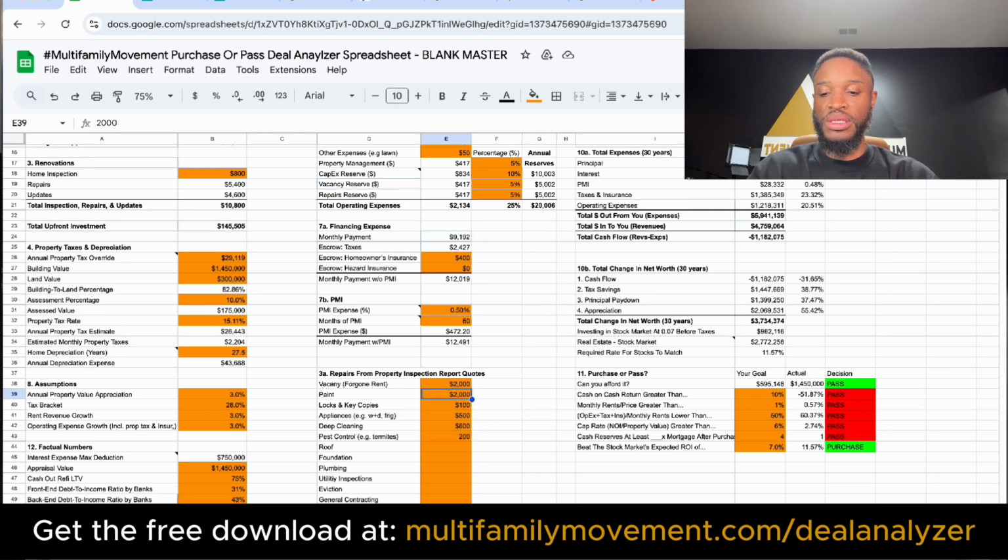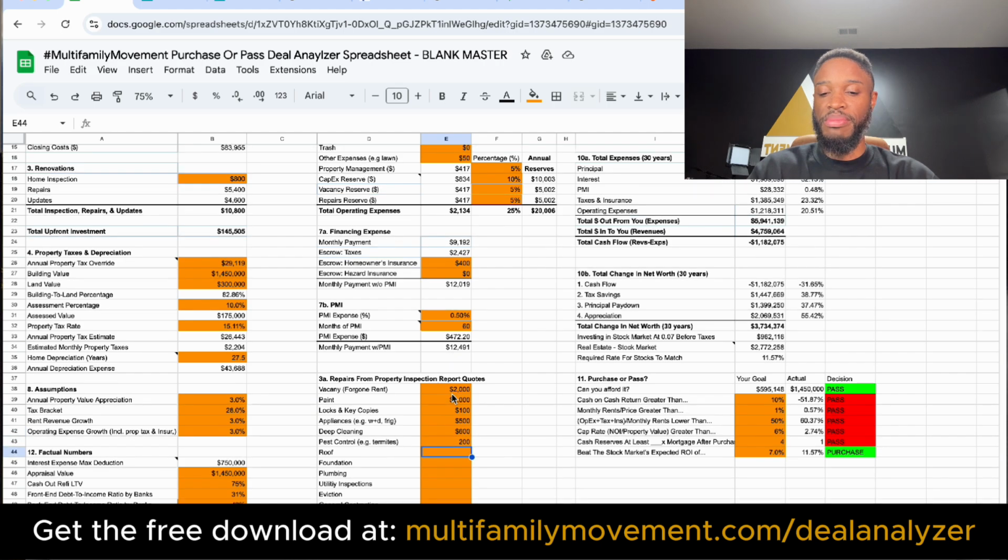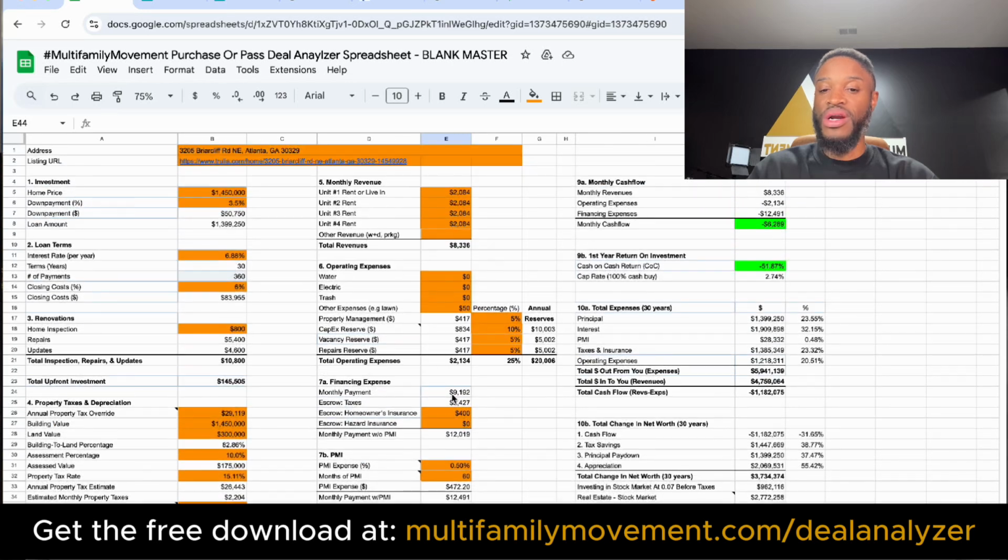Vacancy, painting, locks, appliances, deep cleaning, pest control, etc. These are repairs that need to be made. But now, after we've done all of this, after we plug in all 23 numbers, now we see that the cash flow on this property that has $8,336 in monthly rental revenue gross is actually negative $6,000 a month.